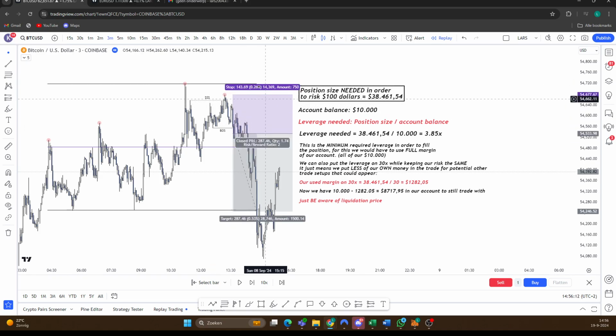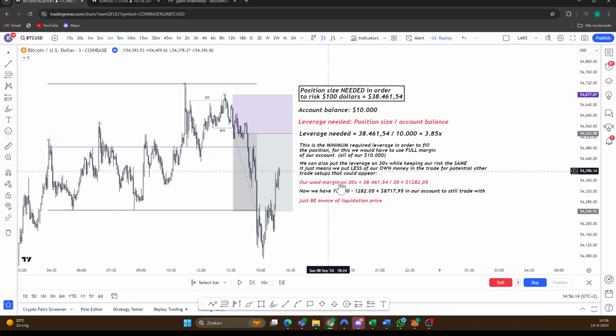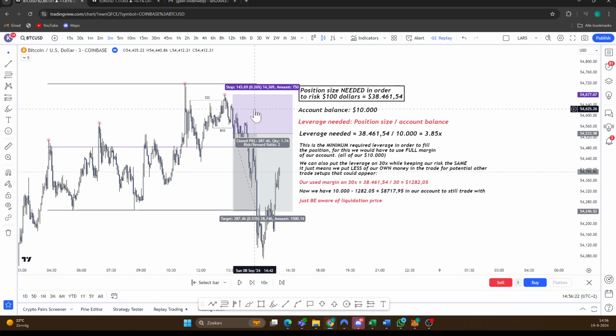And if you're risking that amount based on putting up more margin yourself, you can use lower leverage. If you want to use less margin yourself, you put up higher leverage, but the risk amount stays the same. And one is not better than the other. Literally, one is not better than the other.